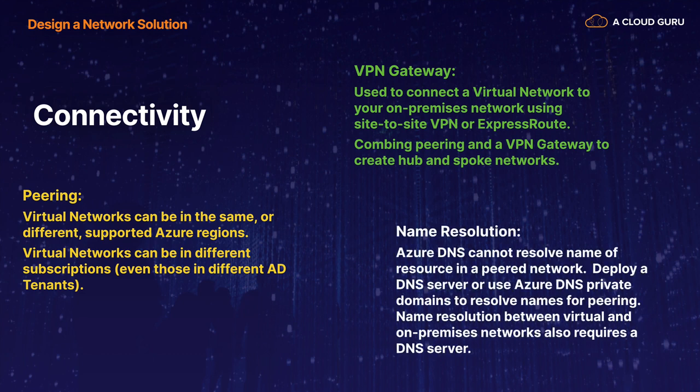A note on name resolution when dealing with peering. Azure DNS doesn't resolve network names in a peered network, so that hub and spoke that was just created is going to need some kind of DNS server or service behind it to make sure that you can get proper, fully qualified domain names and the like working for you. You can do this, of course, again, with a private DNS server or using Azure DNS private domains.